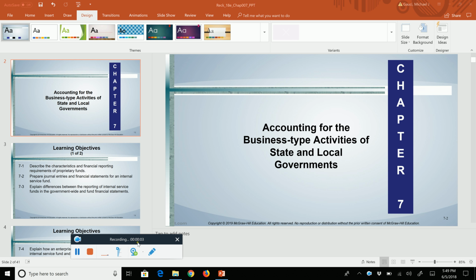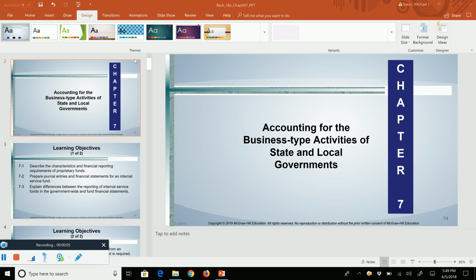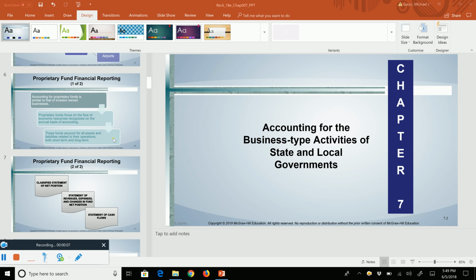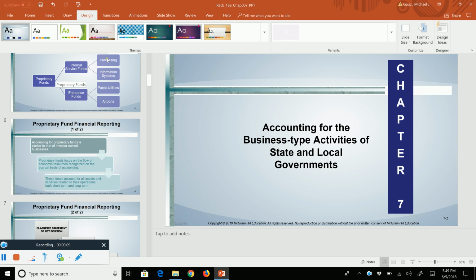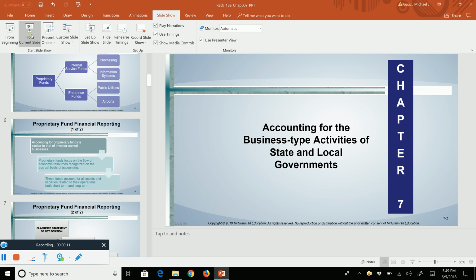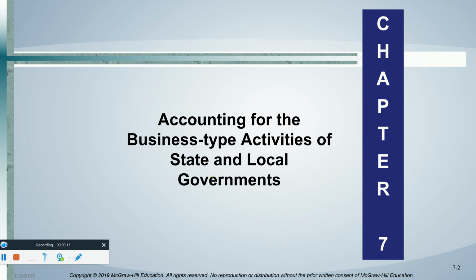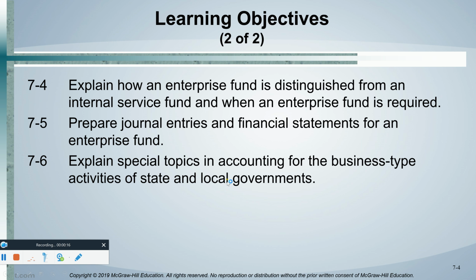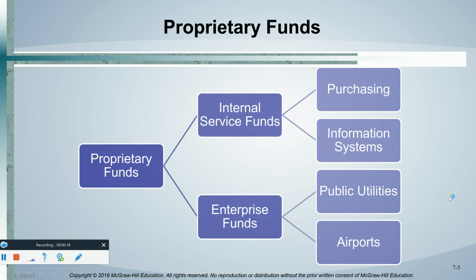Hello everyone. In this particular chapter we're going to study proprietary funds. Now we've studied all sorts of governmental funds, and that is when we are accounting for general government activities. Basically anything that's primarily covered through property taxes. Now proprietary funds are to account for what I'm going to call business type activities of a government.